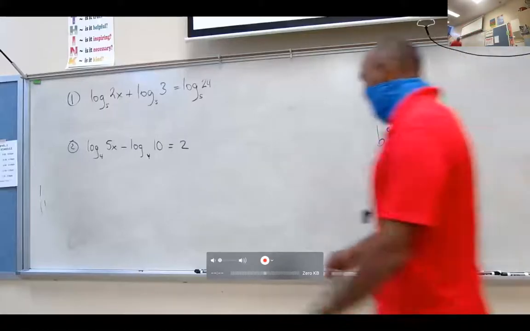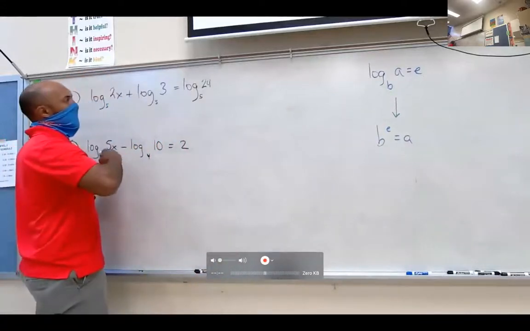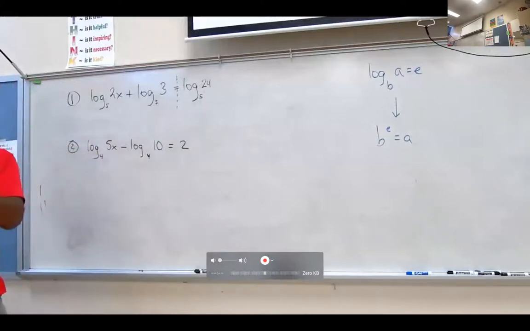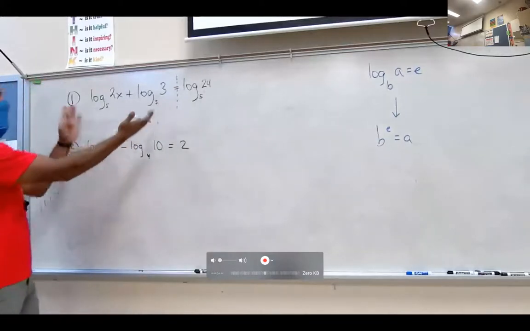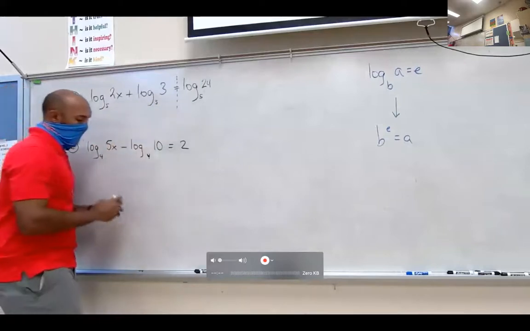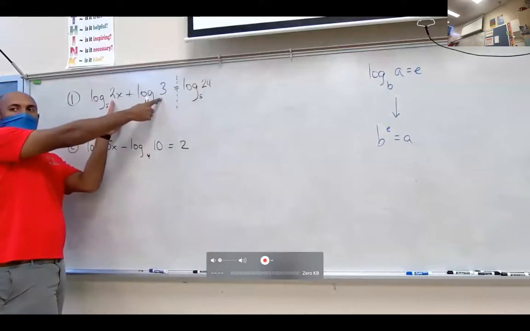Okay, so when you're dealing with logs, you have to think, all right, I've got two sides of the equation, and my goal is to have only one log on each side, just one. So that means I've got two here. How do I combine these two into one? I'm either going to multiply the 2x and the 3 or divide. What do we do?